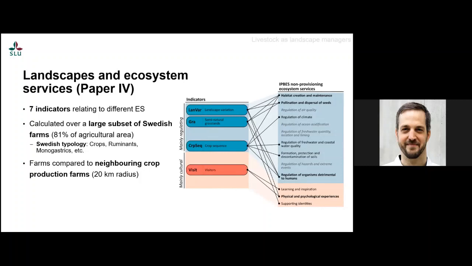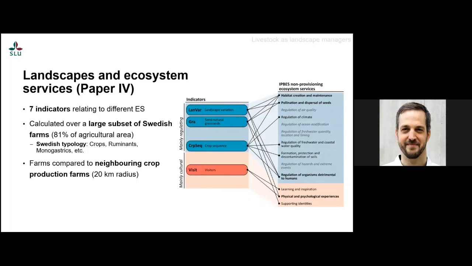We also had an indicator for crop sequences, so the order of different crops grown on a farm. And here, if farms grew a mix of different crops with a large diversity, they would receive a higher score on this indicator. And also farms that included more lay cultivation would receive a higher score, as these crop rotations are beneficial, for example, for nitrogen fixation and preventing pest and weed problems.